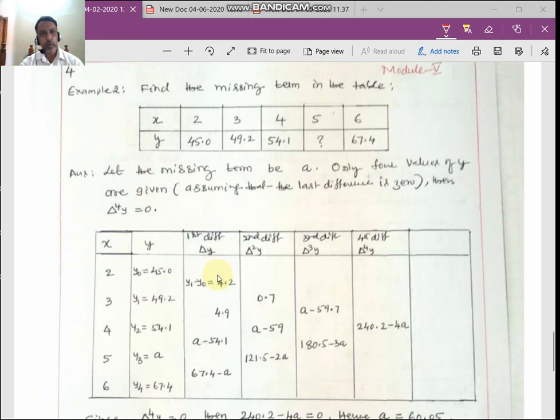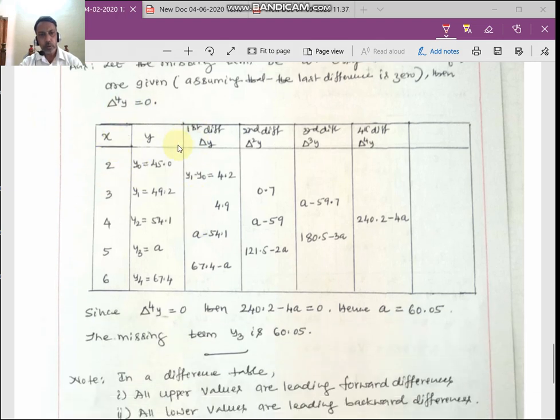In the second example, we can find the missing term from the table. Say x values are given, y values are also given, but one term of y is not given. That can be evaluated as follows. Let us assume the missing term to be a. Only four values of y are given. Therefore, let us assume that the last difference, del to the power 4 y, is equal to 0.